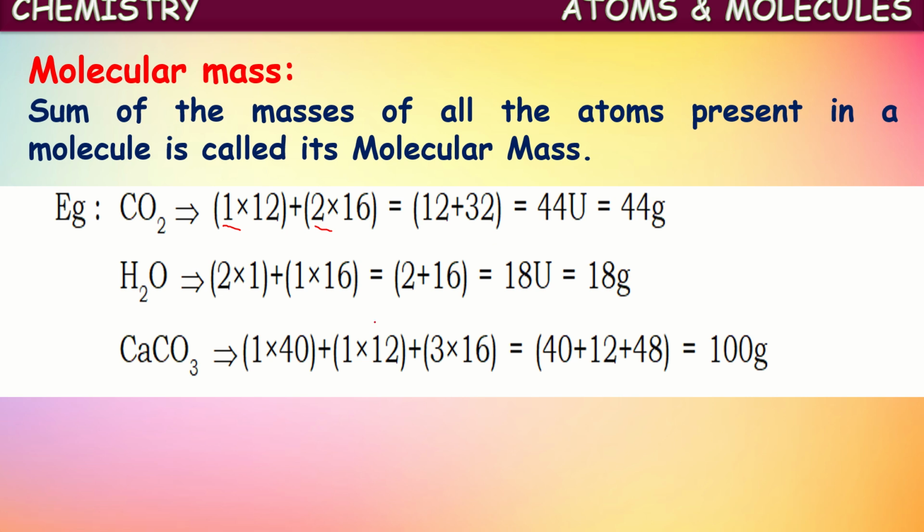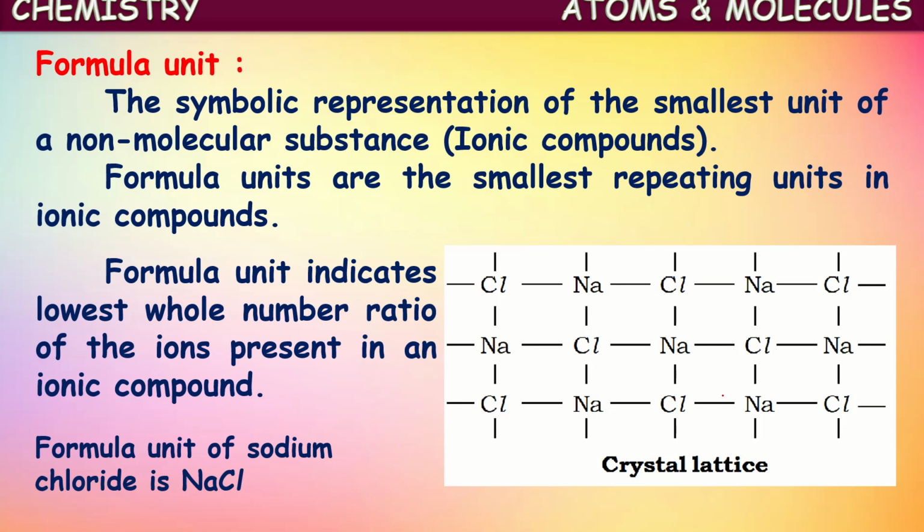44 grams. H2O. In H2O, hydrogen and oxygen combine in the ratio of 2 is to 1. So, 2 hydrogens are there now. So, 2 into 1, 2 ones are 2. Oxygen 1. 1 oxygen atomic mass is 16. So, 1 into 16, 16. 2 plus 16, 18 unified masses, 18 grams. Similarly, calcium carbonate, CaCO3. They combine in the ratio of 1 is to 1 is to 3. So 1 into 40, 1 into 12, 3 into 16. Total 40 plus 12 plus 48, 100 grams.